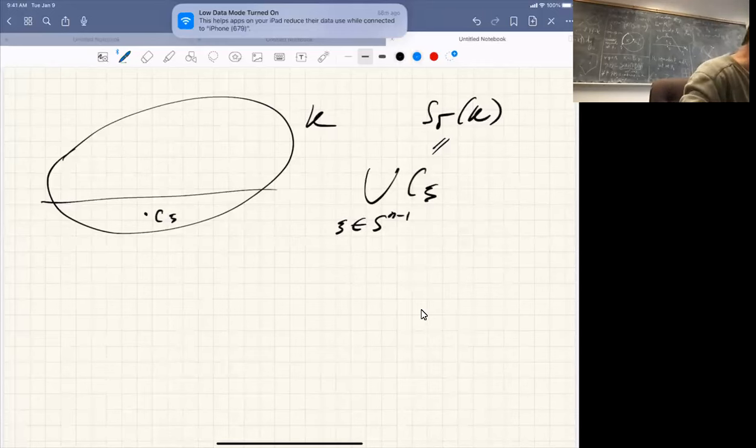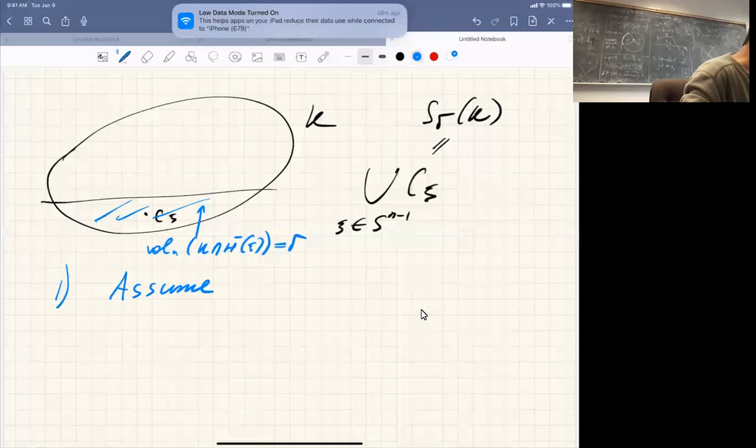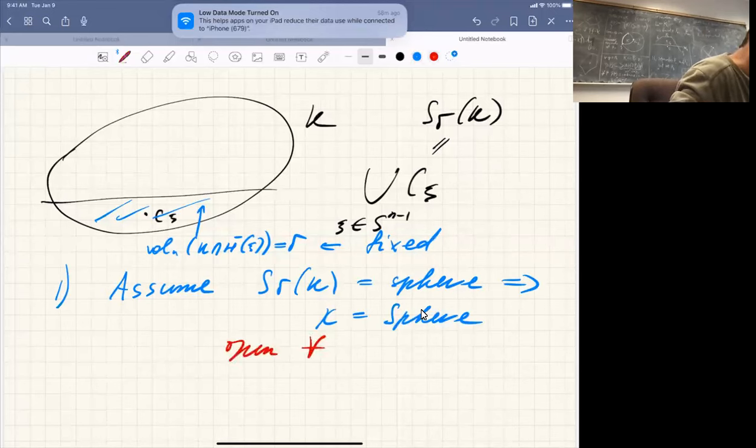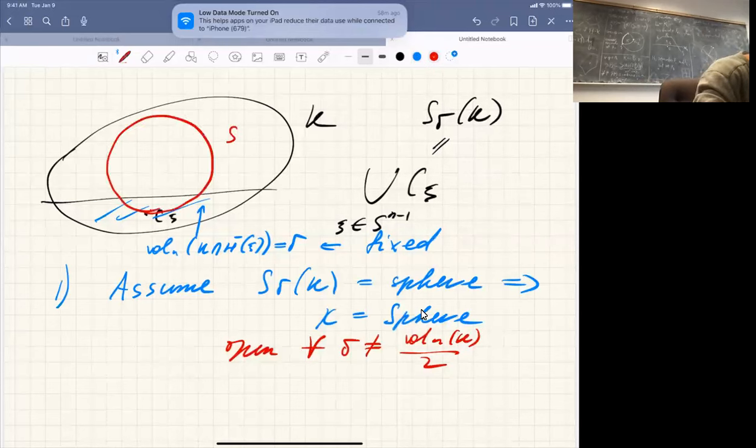So the first question is, assume delta is fixed. The volume under the water part is fixed, delta fixed, independent of anything, okay? Assume that S delta of K is the sphere. Does it follow that K is the ball? This is the first question. This is open for any delta except half of the volume, okay? So the picture is something like this. This is S delta of K, okay?